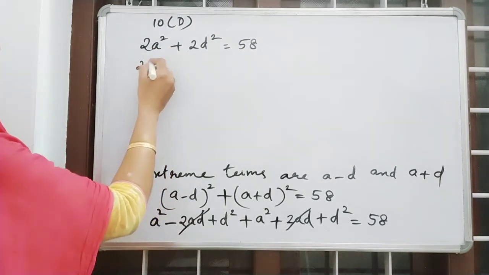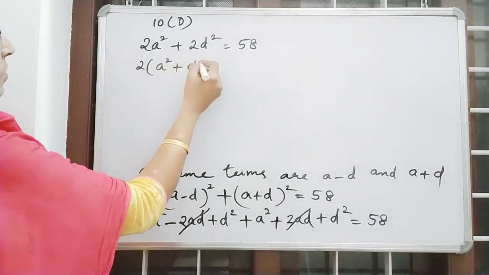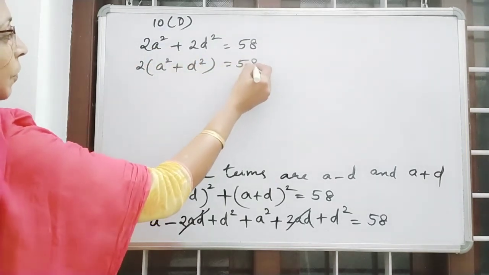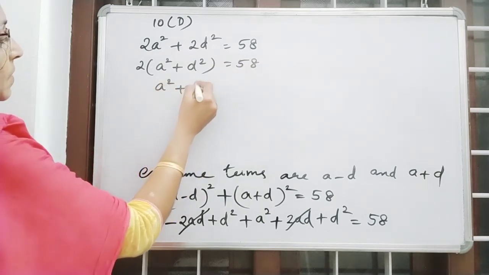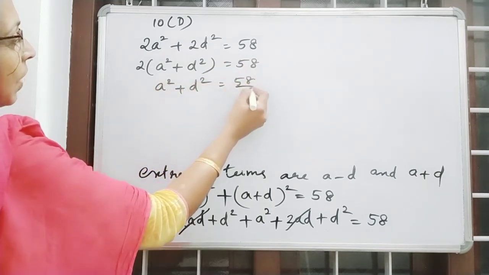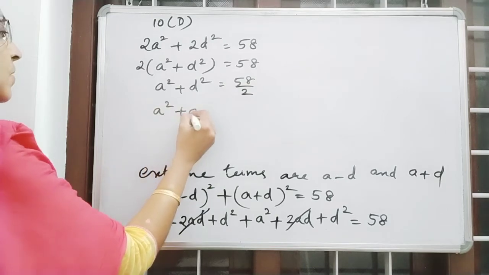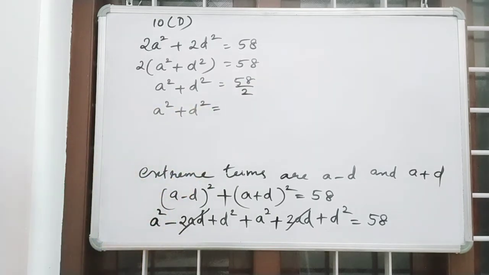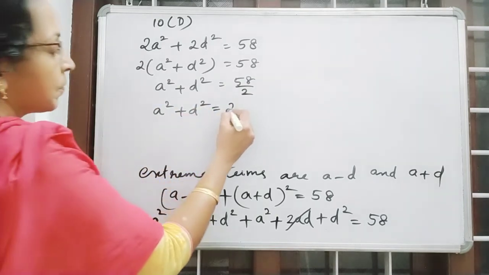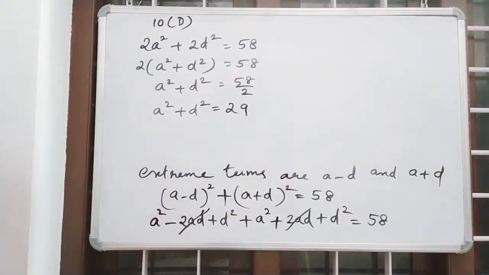2 is common, so 2 into within brackets, A square plus D square is equal to 58. So A square plus D square is equal to 58 divided by 2. That is A square plus D square is equal to 58 divided by 2, which is 29. So we have A is equal to 5.